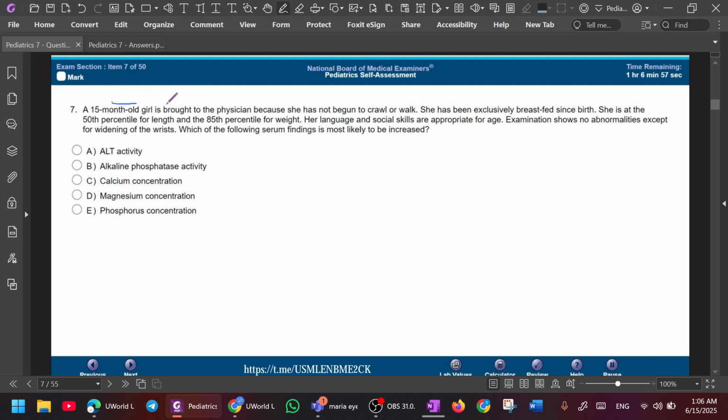A 15-year-old girl is brought to the physician because she has not begun to crawl or walk. She has been exclusively breastfed since birth. She is at the 50th percentile for length and 85th percentile for weight. Her language and social skills are appropriate for age. Examination shows no abnormality except for widening of the wrist. Which of the following serum findings is most likely to be increased?